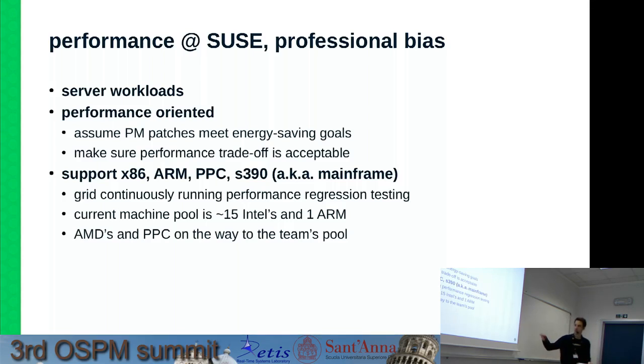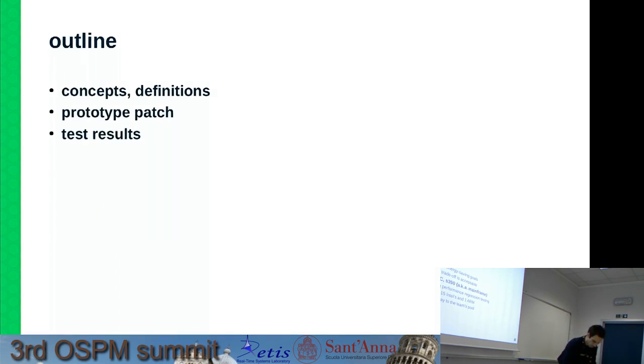If we need, for example, to debug a problem on PowerPC or mainframe, we have to borrow the machine from another team, and so those machines are what we have in our performance team. We are 8 people. It's not a big team. Those machines run a continuous loop of testing, and sometimes we take a machine out of the grid and make an investigation if there is a need. So, outline.